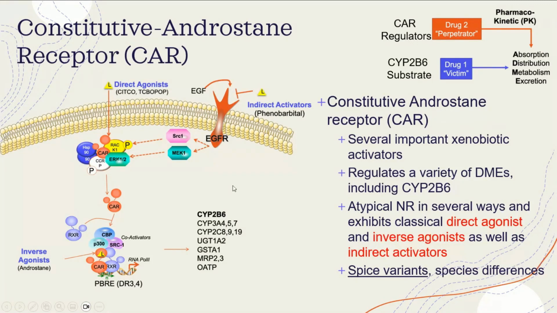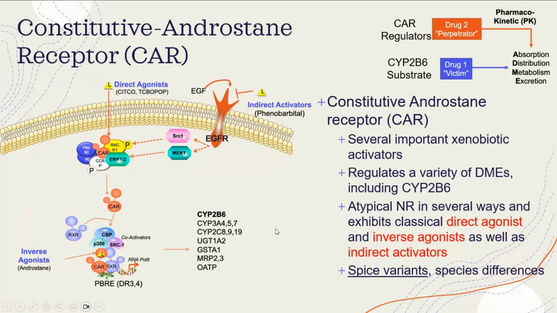And really, the first activator of CAR that was known was phenobarbital, a very important sedative that we knew was regulating all of these genes, but it's not a ligand for CAR. It turns out that it regulates the activity of CAR through regulating a protein complex, allowing CAR to translocate to the nucleus and regulate gene expression. So you need systems that are able to show both direct agonists as well as indirect agonists in order to look for drug-drug interactions.